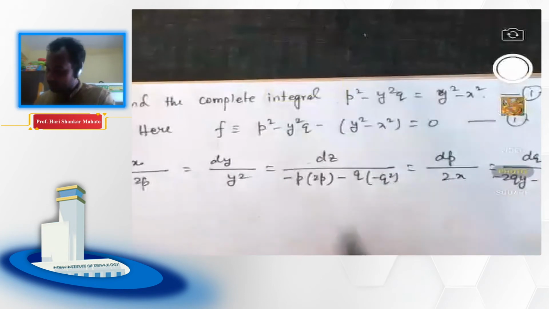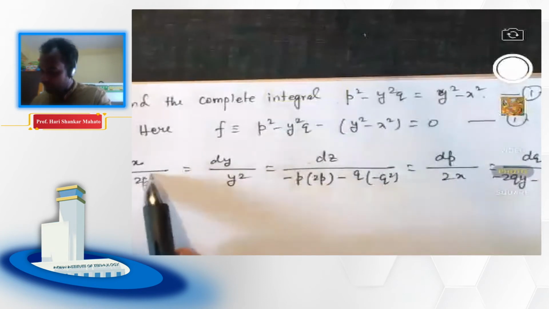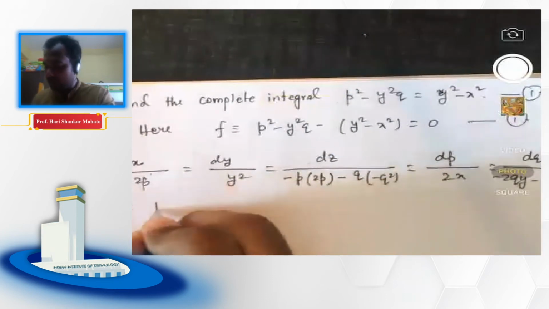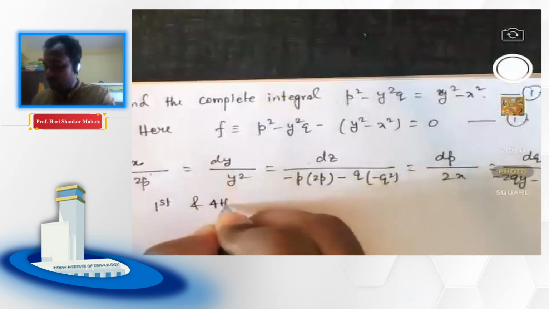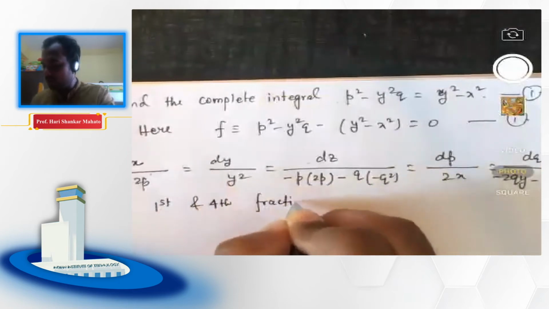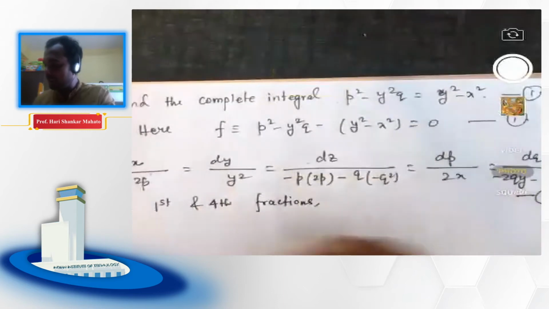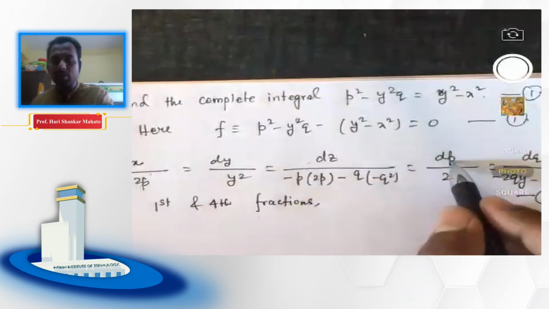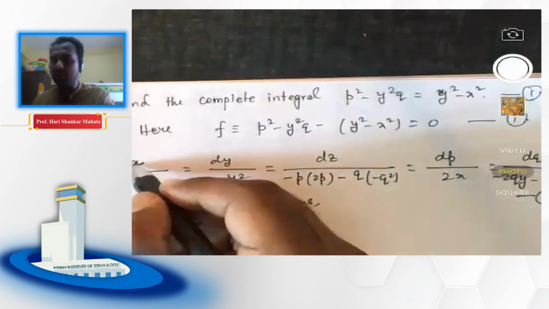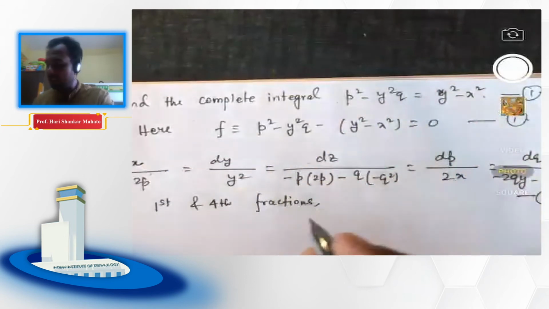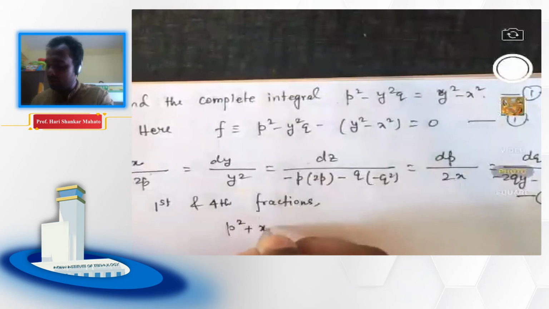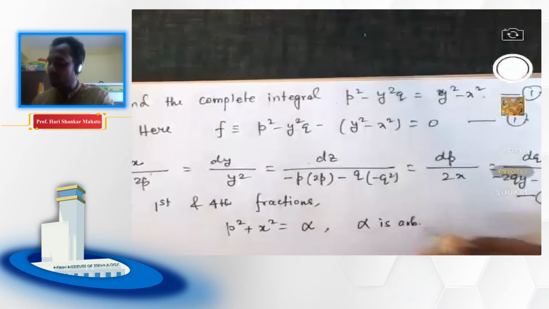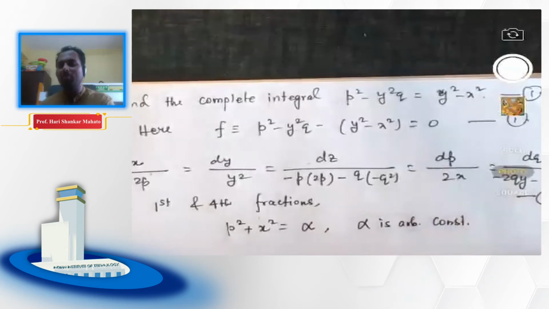So from here, if I take the first and fourth fractions, let's call it equation number 2. You can see immediately that 2 will get cancelled, and this p will multiply in here, and x will multiply in here. Then you bring them on the same side and integrate, and you ultimately obtain p square plus x square equals some alpha, where alpha is an arbitrary constant. So we got our one parameter family of PDE.